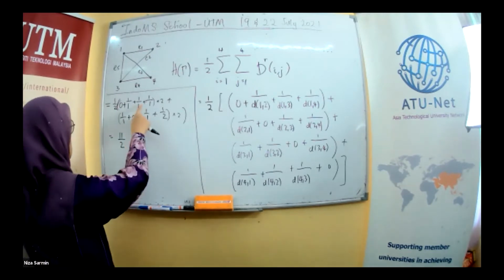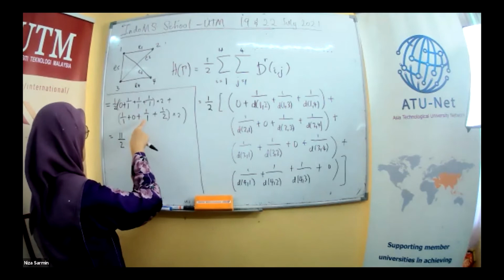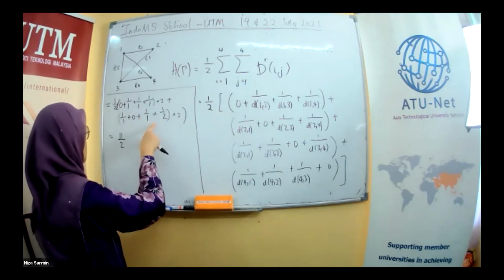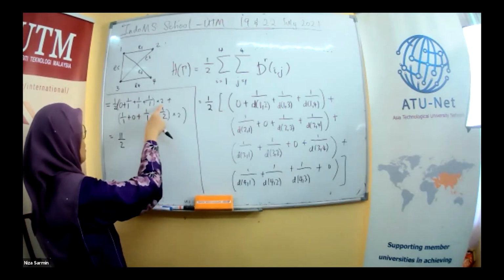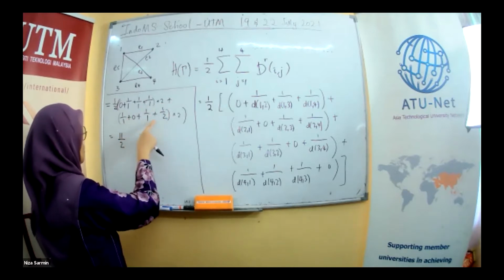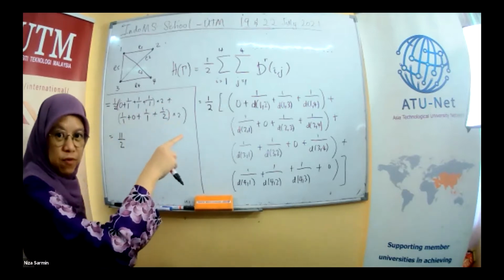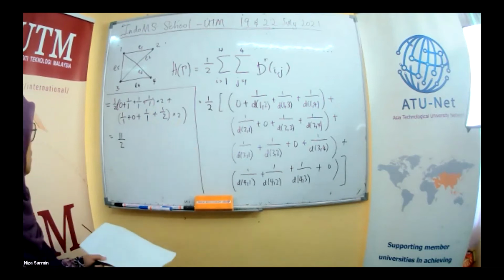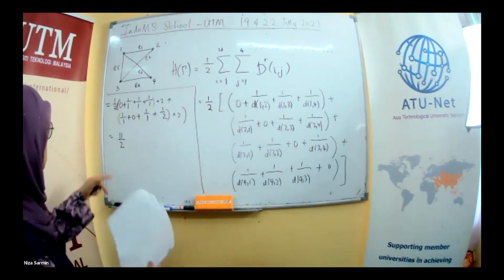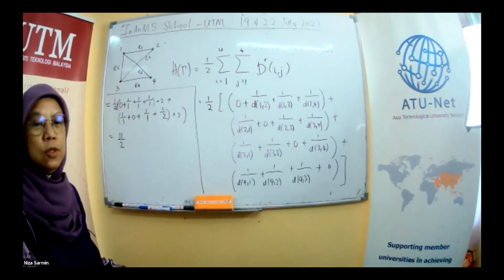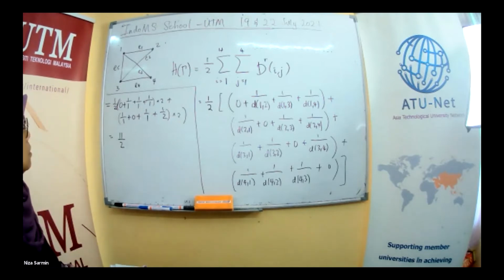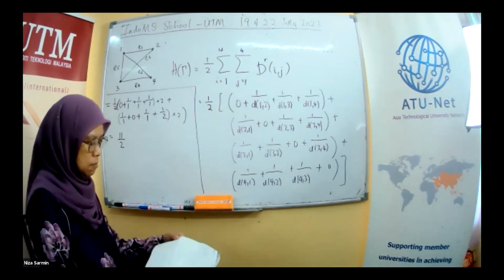So this one is 6. This one is 5, right? This one is 3. 3 times 2 is 6. This one is 2.5 times 2 is 5. 6 plus 5 is 11. So 11 over 2. So this is the Harary Index for our particular graph.